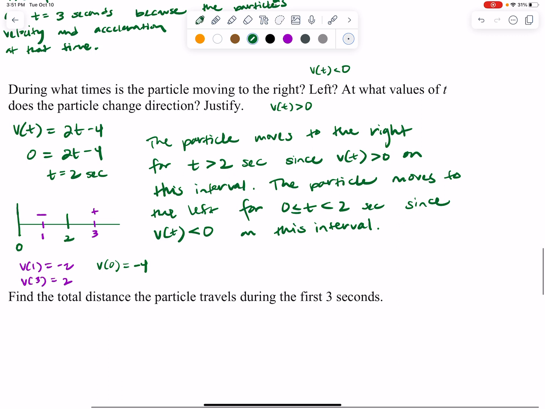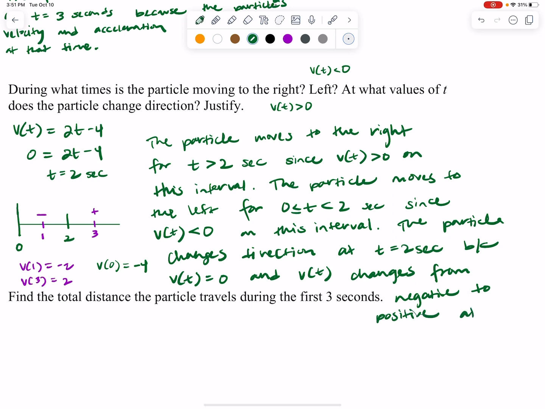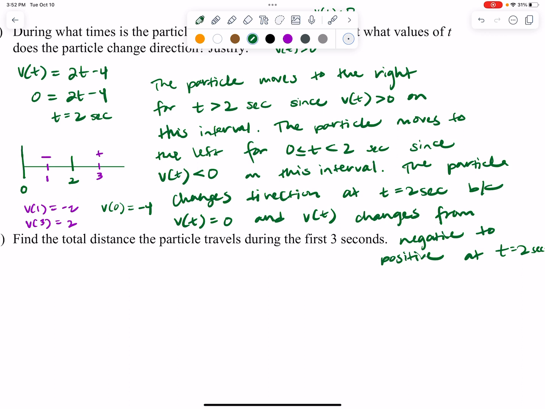And for the change of direction, we would want to say something like the particle changes direction at t equals 2 seconds because v of t is equal to 0 and v of t changes signs. But we want to be specific: v of t changes from negative to positive at this time, at t equals 2 seconds. You want to be specific. So that answers when the particle is moving to the right, to the left, and when it changes direction. Change in direction is whenever velocity changes sign.